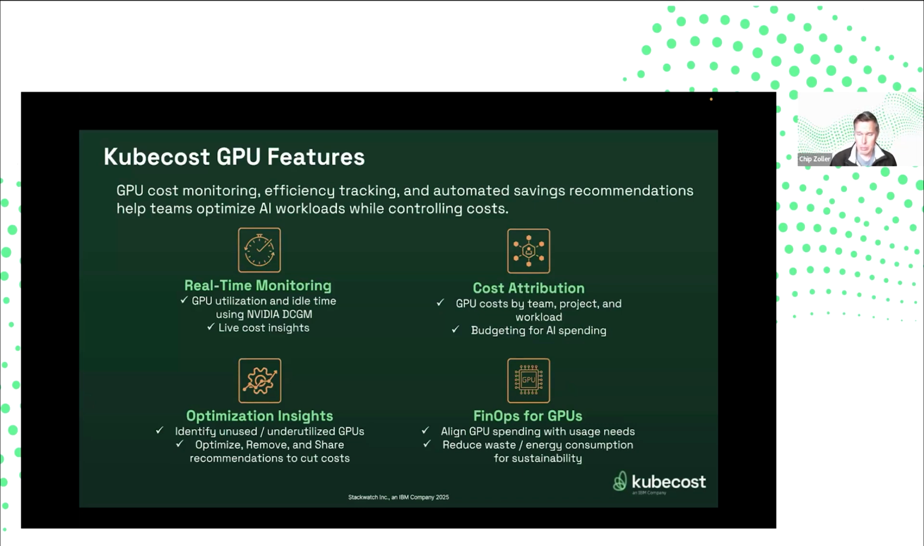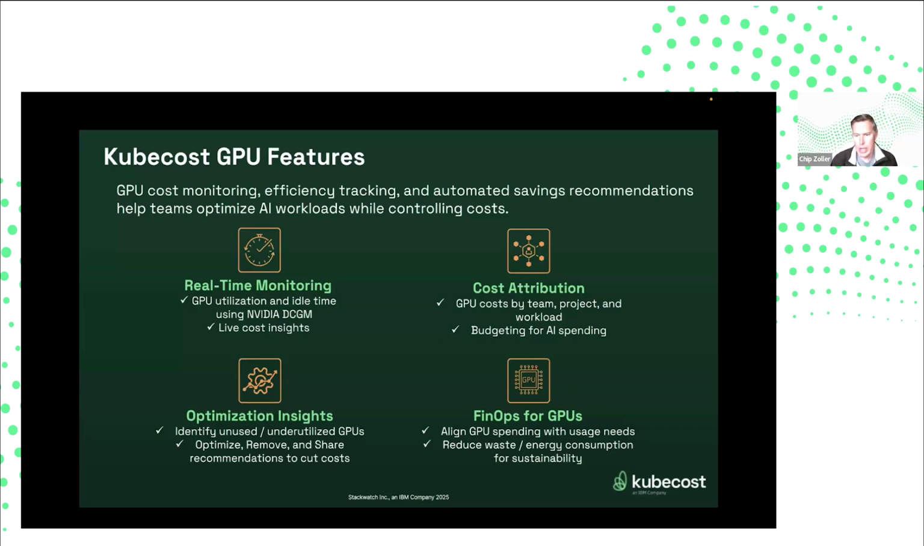And because Kubecost is insanely flexible, you can use labels, controller kinds, controller names, namespaces, basically any way that you can slice and dice Kubernetes resource objects, you can attribute those costs, including costs of the GPUs, back to whatever those teams are.